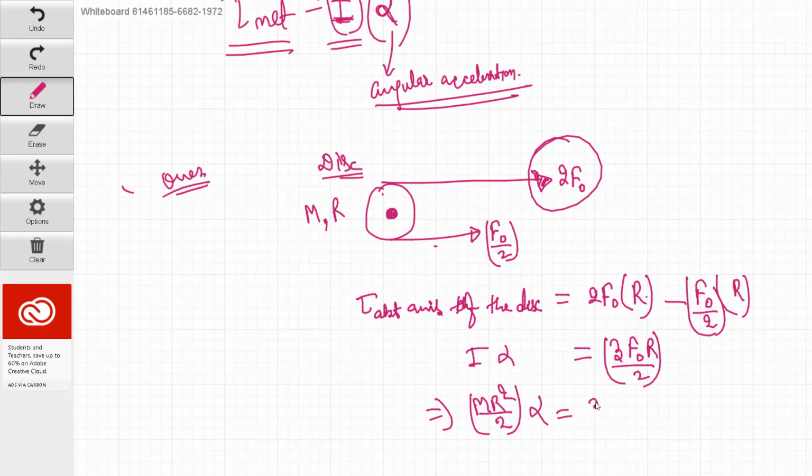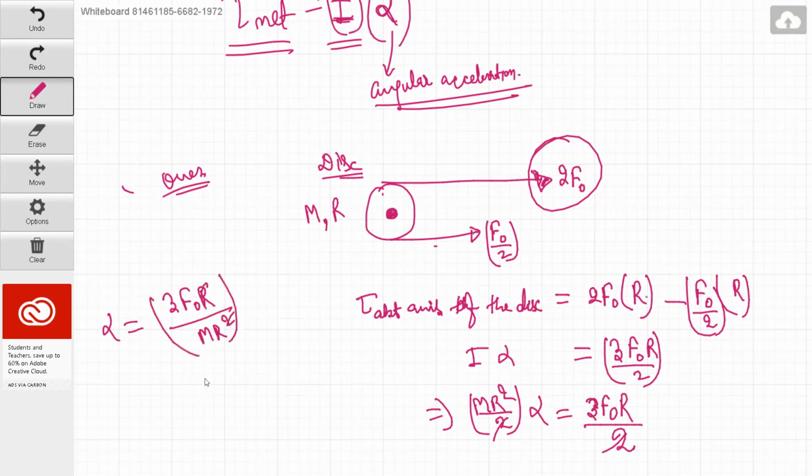And torque will be equal to I into alpha. So moment of inertia will be equal to mr square by 2. This is the disk, so its moment of inertia, you know, is mr square by 2, into alpha is equal to 3f naught r divided by 2. Hope you understand. So here alpha will become, these two cancel out, 3f naught r divided by mr square. Is this okay? So that is equal to 3f naught by mr. Is this all right? Good.